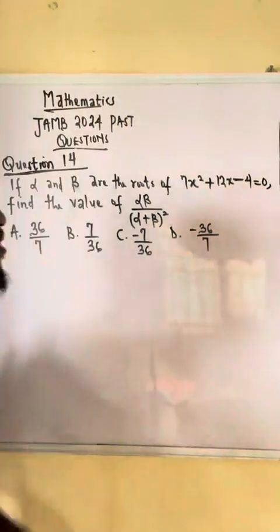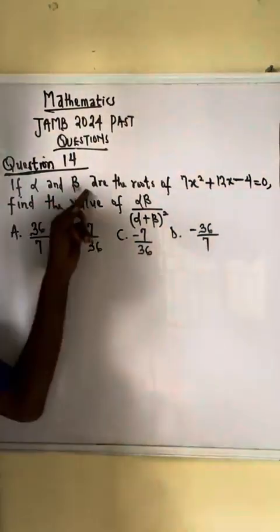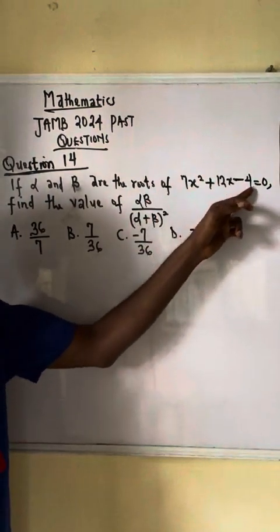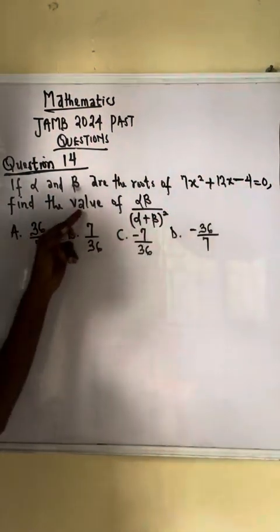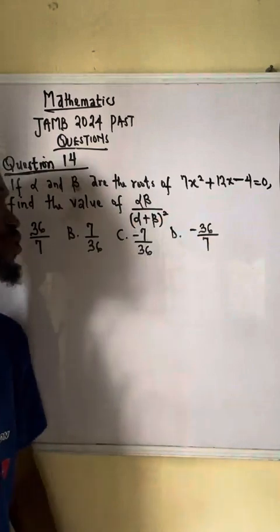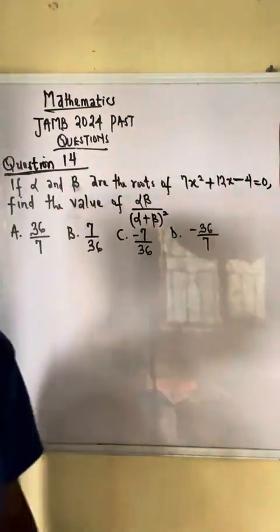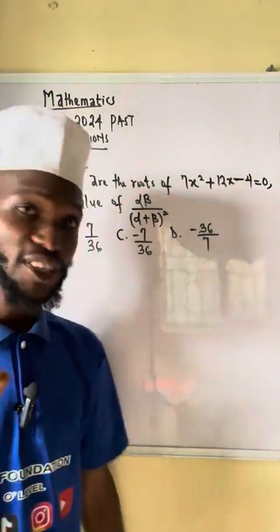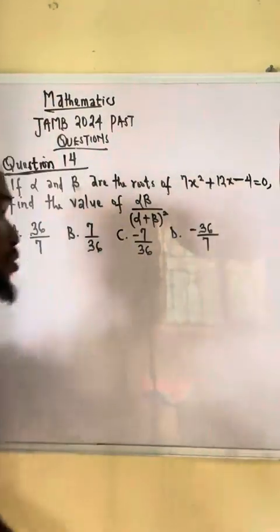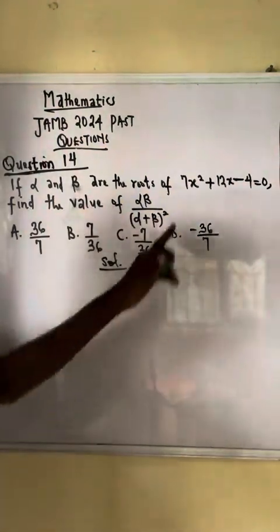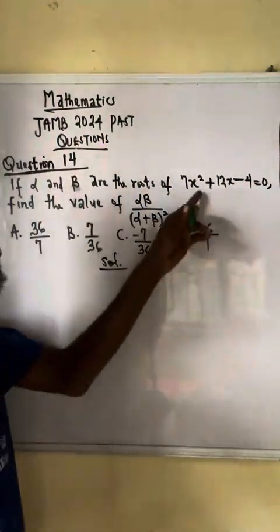Question 14. Let's go. If alpha and beta are the roots of 7x squared plus 12x minus 4 equal to 0, find the value of alpha beta over alpha plus beta squared. So this is a question on quadratic equation, specifically sum and product of roots. Let's go. So to simplify this, I first need to consider the given equation.